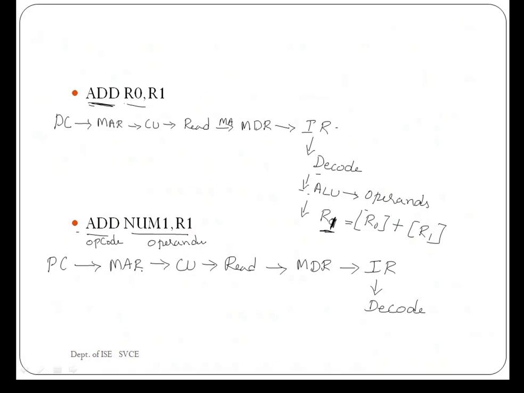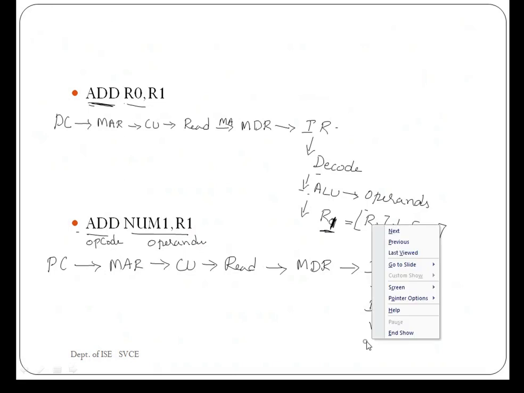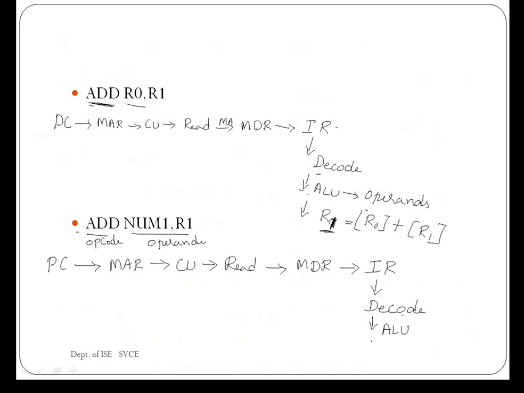According to this instruction, we have 2 operands. So now after decoding, it comes to know that it requires an ALU operation, and the instruction is transferred to ALU. ALU is going to perform the required operation, and it comes to know that the operand should be fetched from the memory. So num1 is a memory location. It needs to be fetched from the memory.